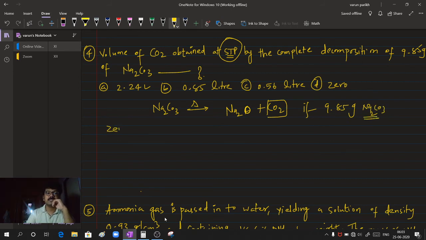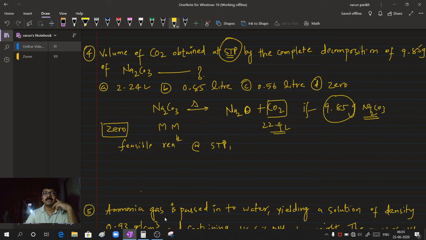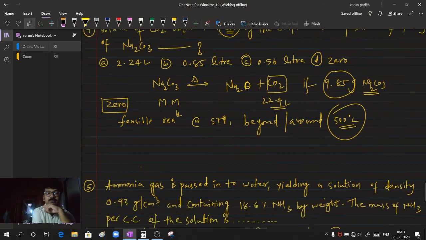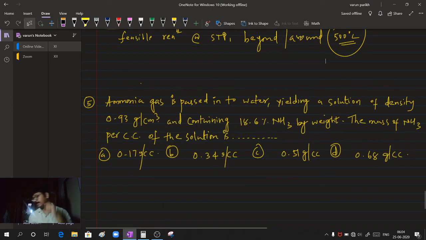So here the answer is actually 0. You might be thinking how can it be 0? Its molecular mass gives 22.4 liter of CO2, so a certain mass is there, a certain volume will be there. But it is 0 because this is not a feasible reaction at STP. Very nice question, because this generally takes place around 500 degrees Celsius. So STP is not 500 degrees Celsius. You got it? Because of this, the answer would be 0, because the reaction will not happen, so how will the volume be obtained? And this is also very short and simple.